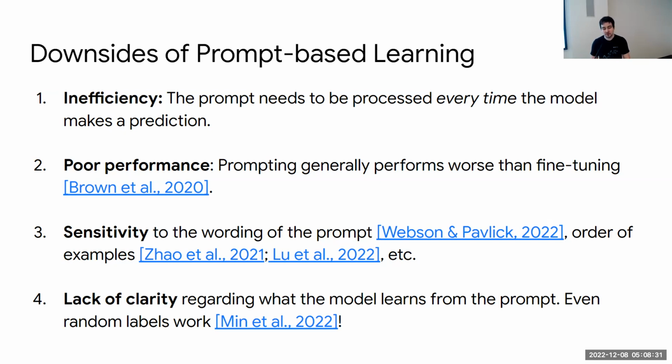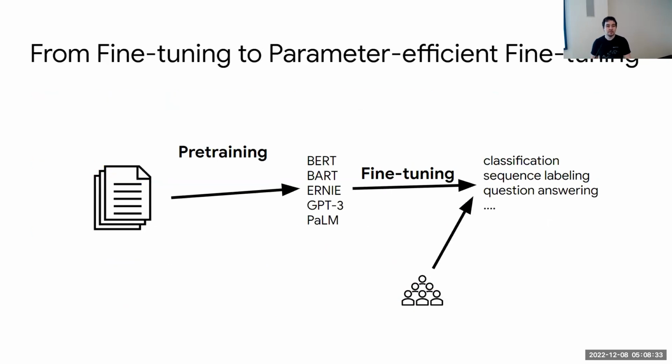these short task-based descriptions. So in light of this, and this is where this talk comes in, we're going to be talking about an alternative paradigm to prompting that is particularly useful for adapting these large-scale models, which, instead of fine-tuning all of the model parameters, essentially does parameter-efficient fine-tuning.